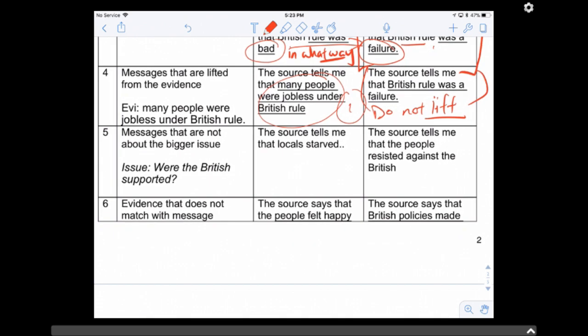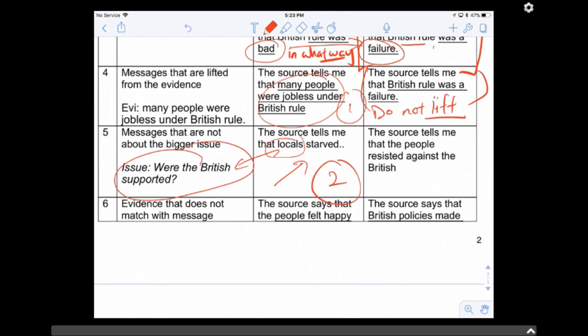So next, messages are not about the bigger issue. Again, if the issue is whether the British were supported by people, and in your inference you tell me the local people were starving, there is no main character here. The main character should be the British, but it's not in your inference. This is called a sub-inference. The maximum mark you'll get is 2.